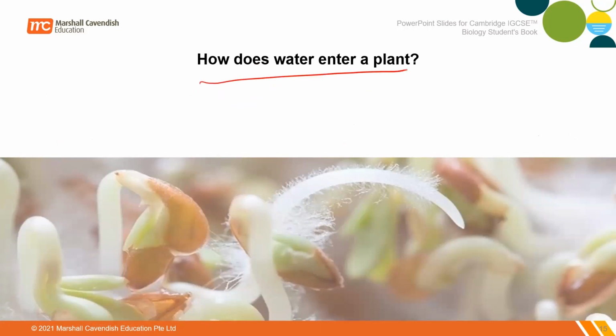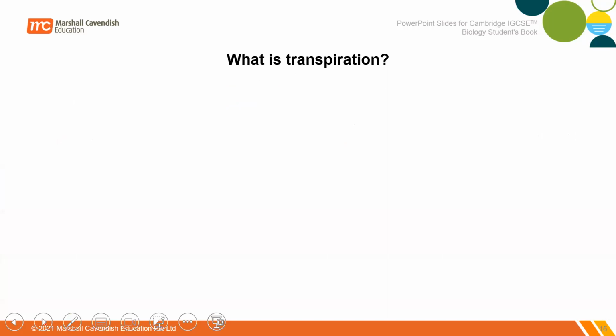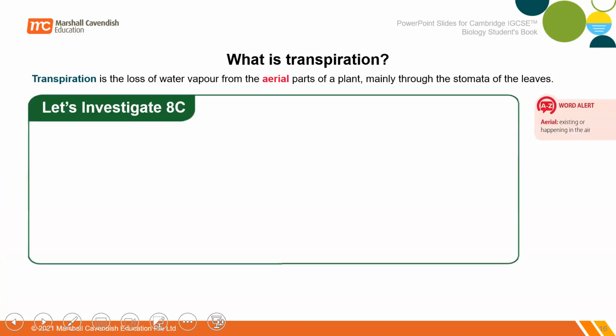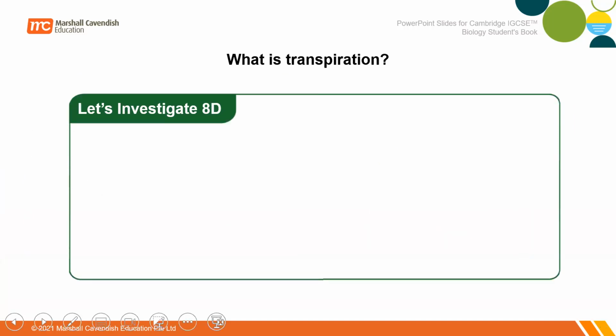How does water enter the plant? I think we answered this question and we mentioned everything. For transpiration, transpiration is the loss of water vapor from the aerial parts of the plant. So through stomata of the leaves and the lower epidermis, water will be lost. Water will be lost in a form of water vapor.